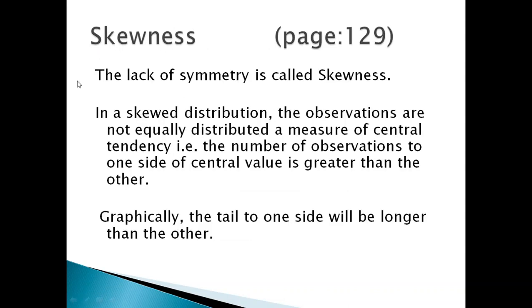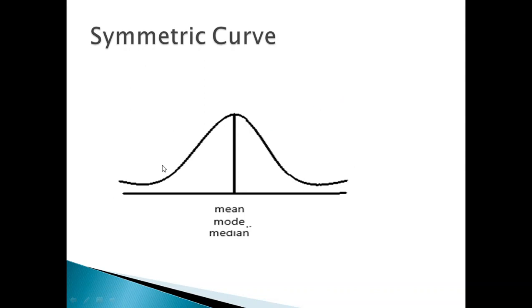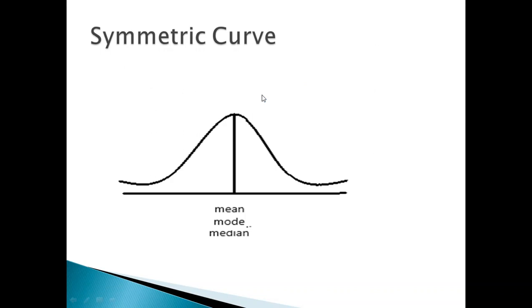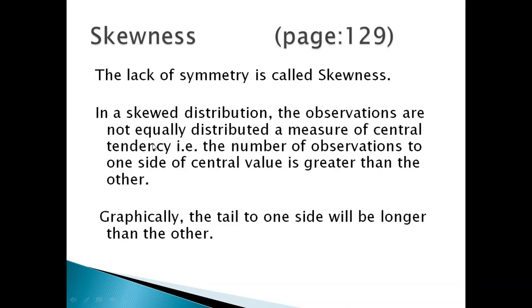So what is skewness now? The lack of symmetry is called skewness. It means that anything which is not normal, which is not symmetrical, is called skewness. Anything different from this curve, or different from this shape, is called skewness. Now, in a skewed distribution, the observations are not equally distributed.